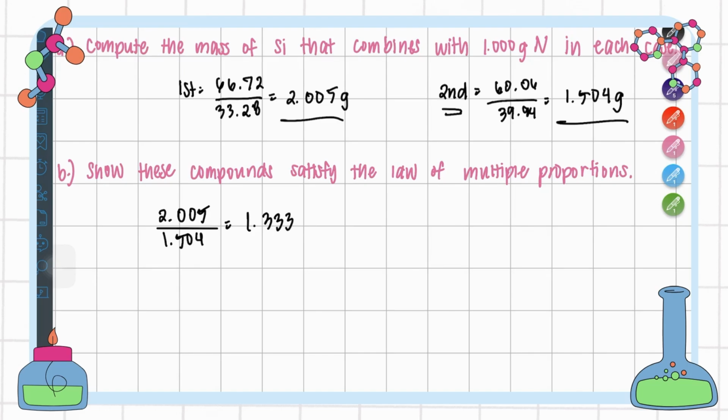So, we have to make this into a whole number para makuha natin yung ratio niya. So, over 1. And then, hanap tayo ng number na pwedeng i-multiply kay 1.333 para maging whole number siya. So, let's use 3. So, we have 4 over 3. And ang ratio natin is 4:3.